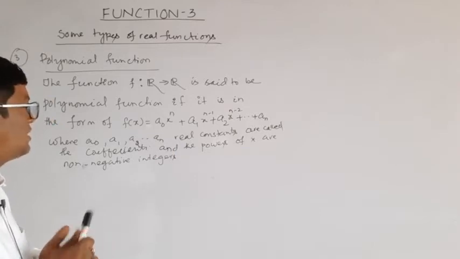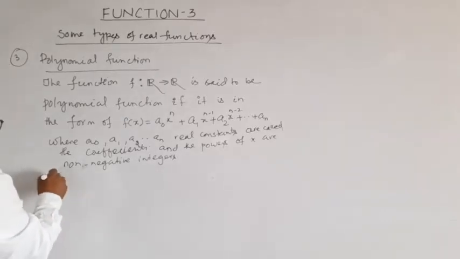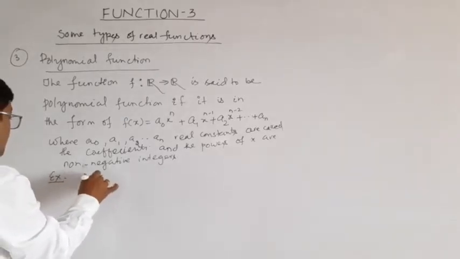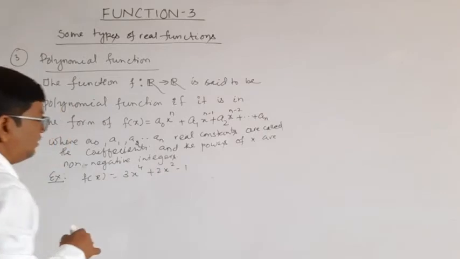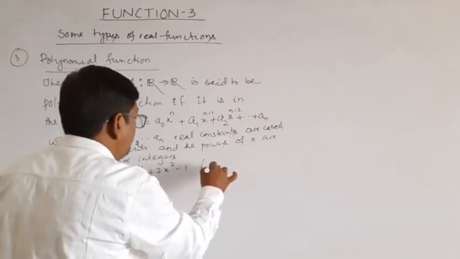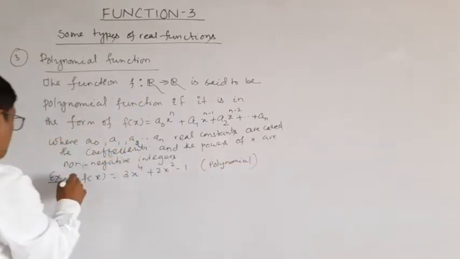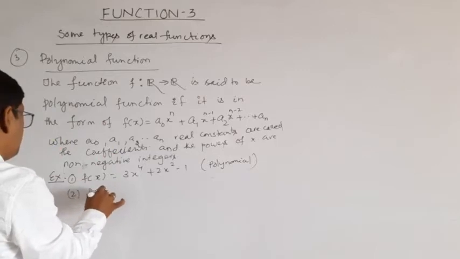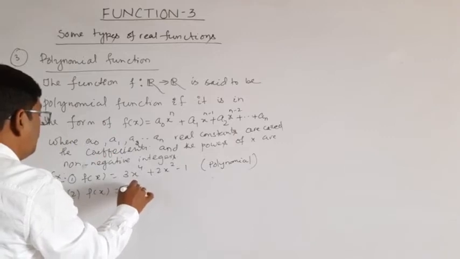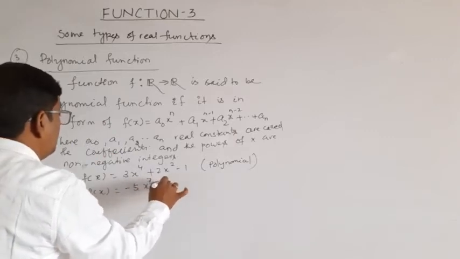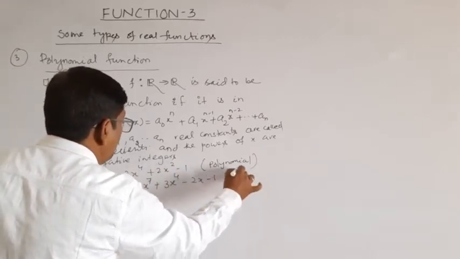Now some examples of the polynomial function. Examples: number 1, f of x is equal to 3x to the power 4 plus 2x square minus 1. It is a polynomial. Number 2, f of x is equal to minus 5x to the power 7, plus 3x to the power 4 minus 2x minus 1. It is also a polynomial.